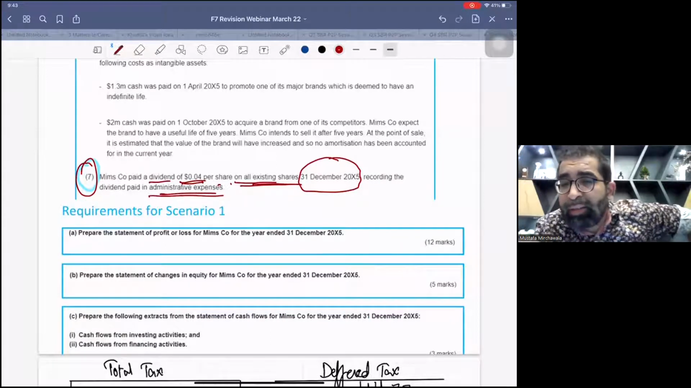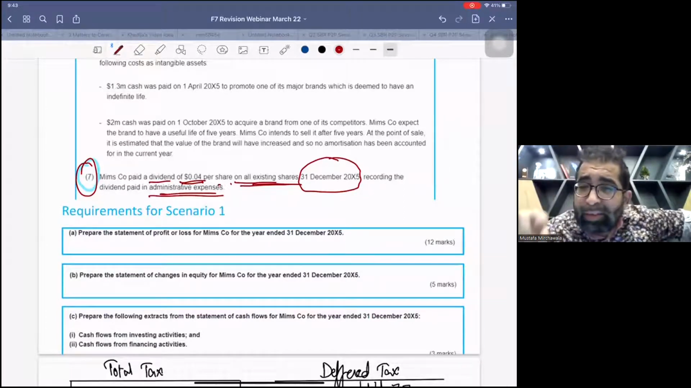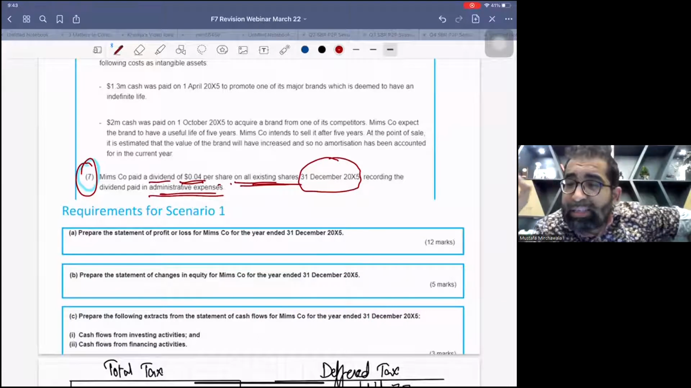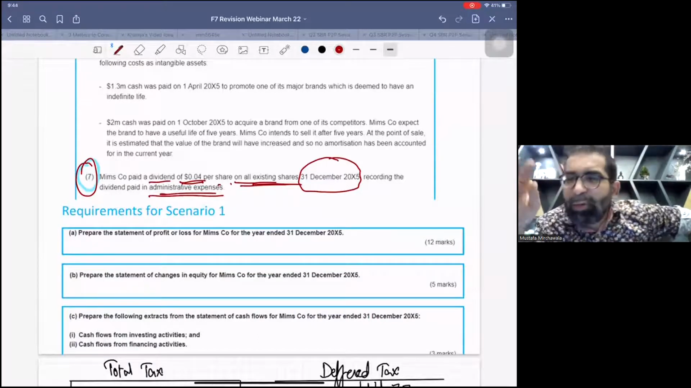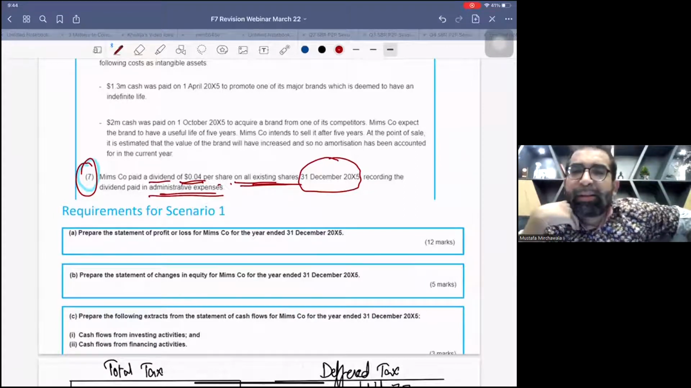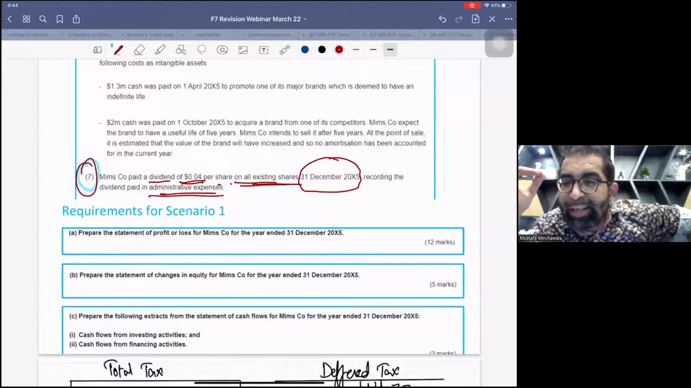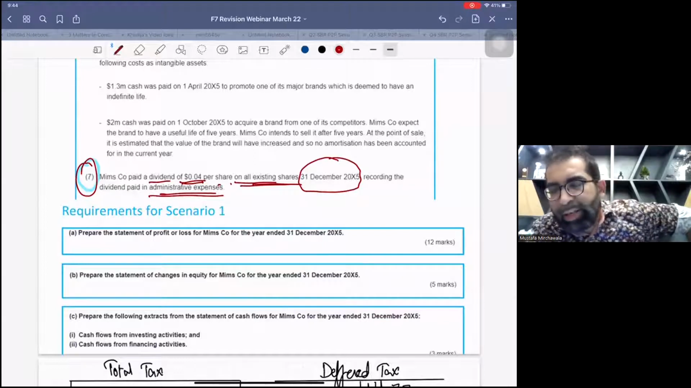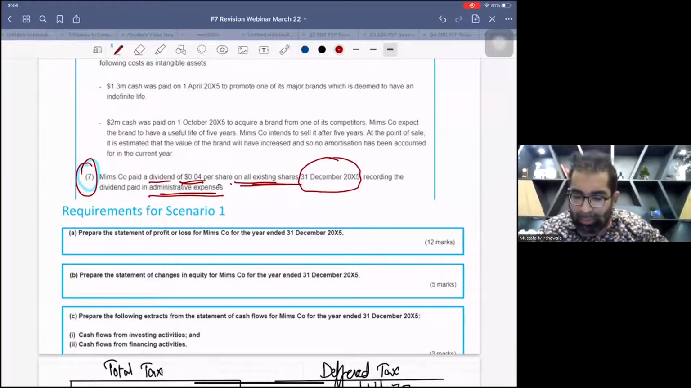But I should say one thing, please. This came 4 to 5 times in the exam kit. In the exam kit, this is a routine adjustment, that they book ordinary dividend as an expense. So as a student, you may ask, sir, first of all, let's calculate the dividend and then make the entry. Okay, let's do it.